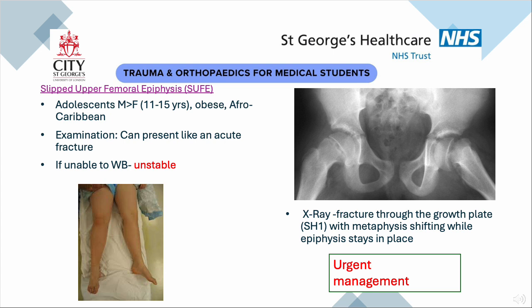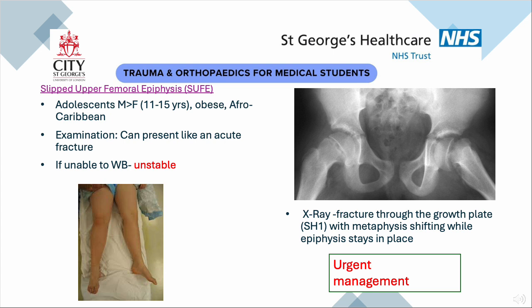So SUFE, slipped upper femoral epiphysis. This tends to occur in adolescents around the ages of 11 to 15. Males are more commonly affected. They tend to be obese, and Afro-Caribbeans are also affected more commonly. Examination, particularly if it is unstable, can present like an acute fracture. And if it's unstable, they are not able to weight bear.